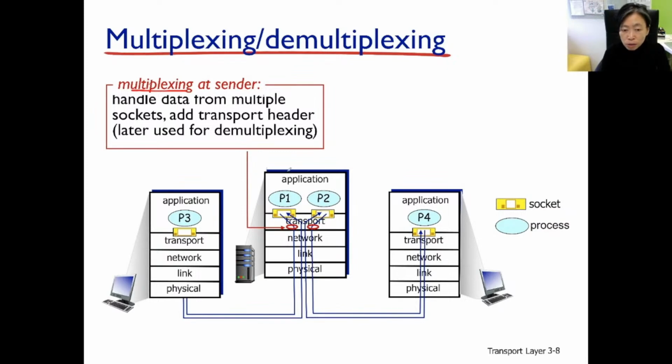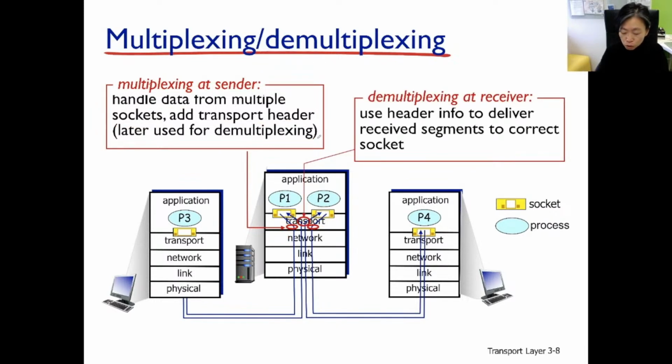So this host here, from P1 and P2's point of view, generating this message, is the sender. So it handles data from multiple sockets or data from multiple processes, and adds the transport layer header, a little bit more information on top of these packets, so that later they can be used for the demuxing purpose.